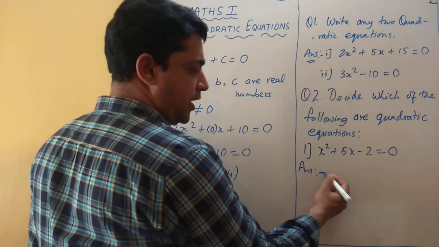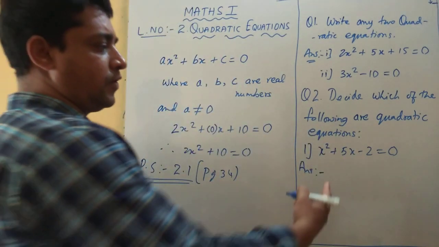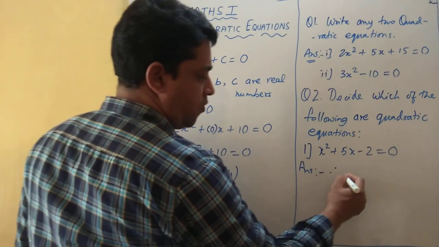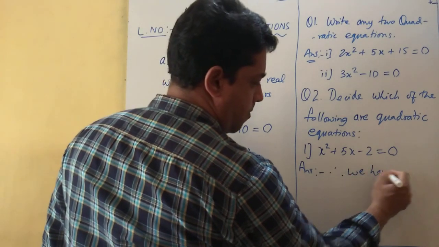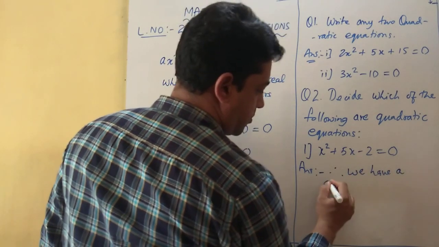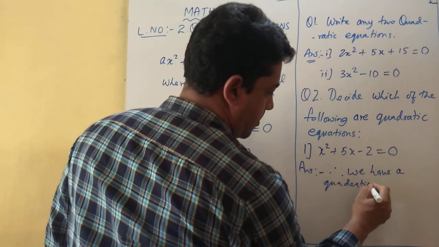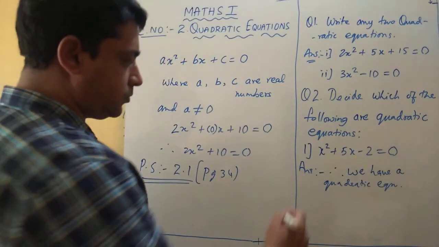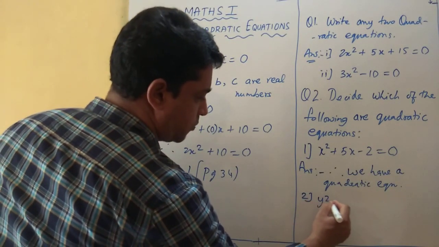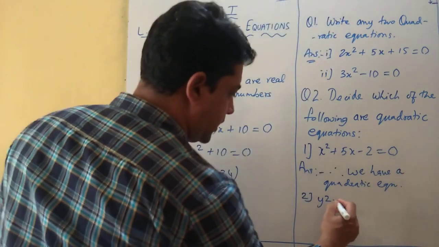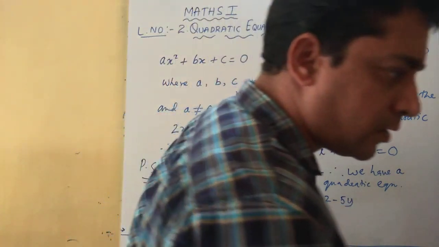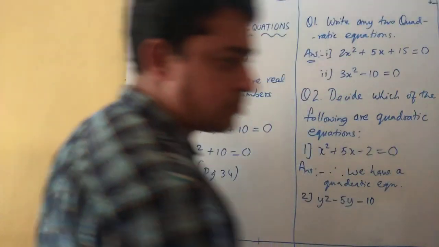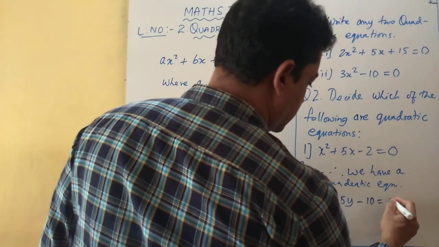So you can just write the answer directly. It's a 1 mark question. You can write, since the variable has the degree 2, therefore we have a quadratic equation. Okay, let's just see the second one. y square minus 5y minus 10 is equal to 0.